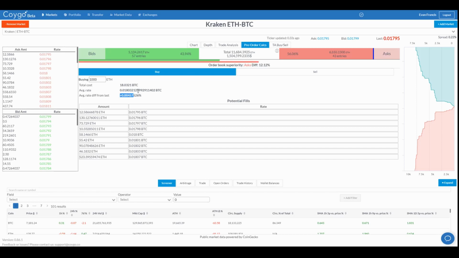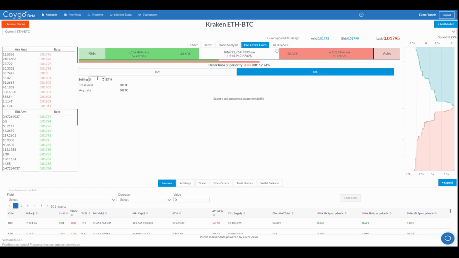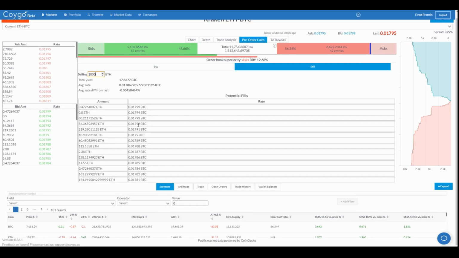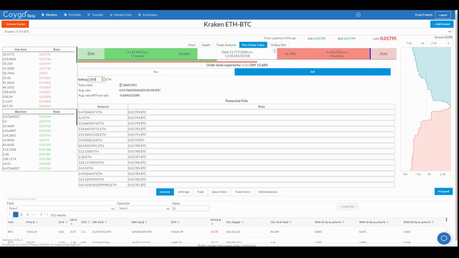0.0045% higher than the last price. So this can give you a good indicator of what you'll actually pay, and also how much liquidity is available and how it's going to affect your order. We can do the same for a potential sell. If we want to sell 1,000 Ethereum, we can see every order that would be filled and the total Bitcoin that we would be receiving before placing that order.